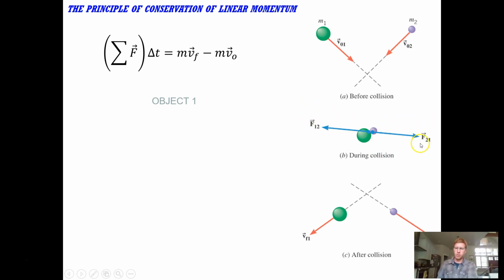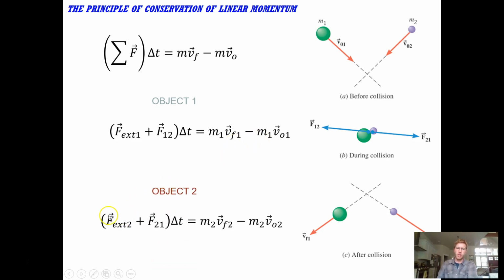So that's why you have F12 and F21. Let's say we look at the first object, the green object. Its net force is going to be any external force it experiences plus any internal forces, right? It's obvious. Net force is all the forces, outside and inside, times time equals change in momentum.